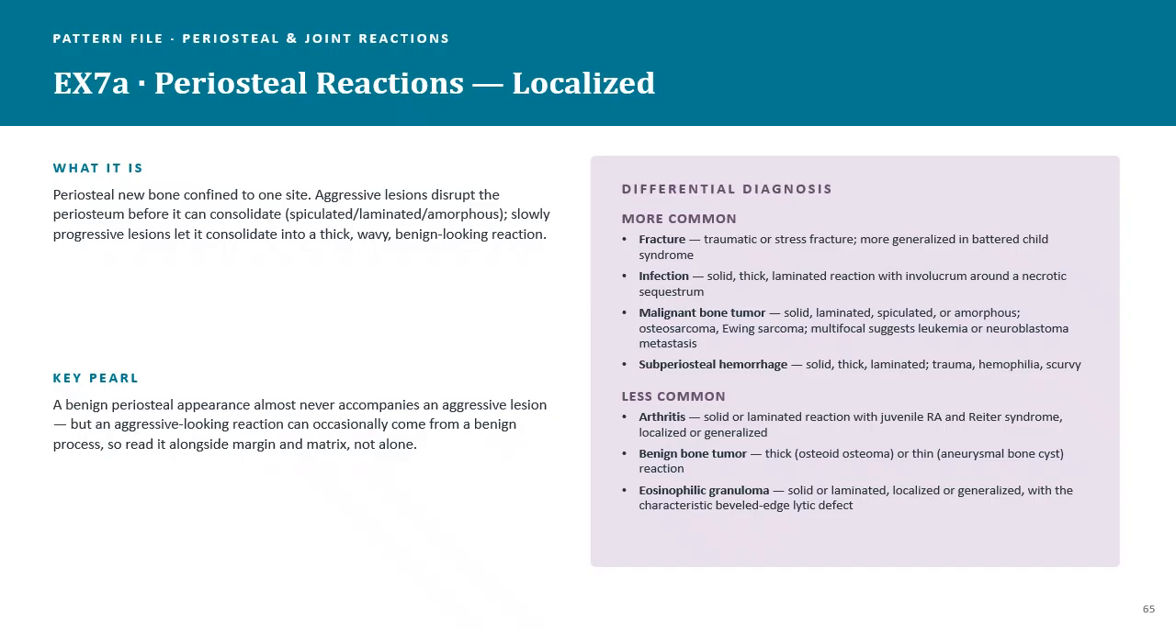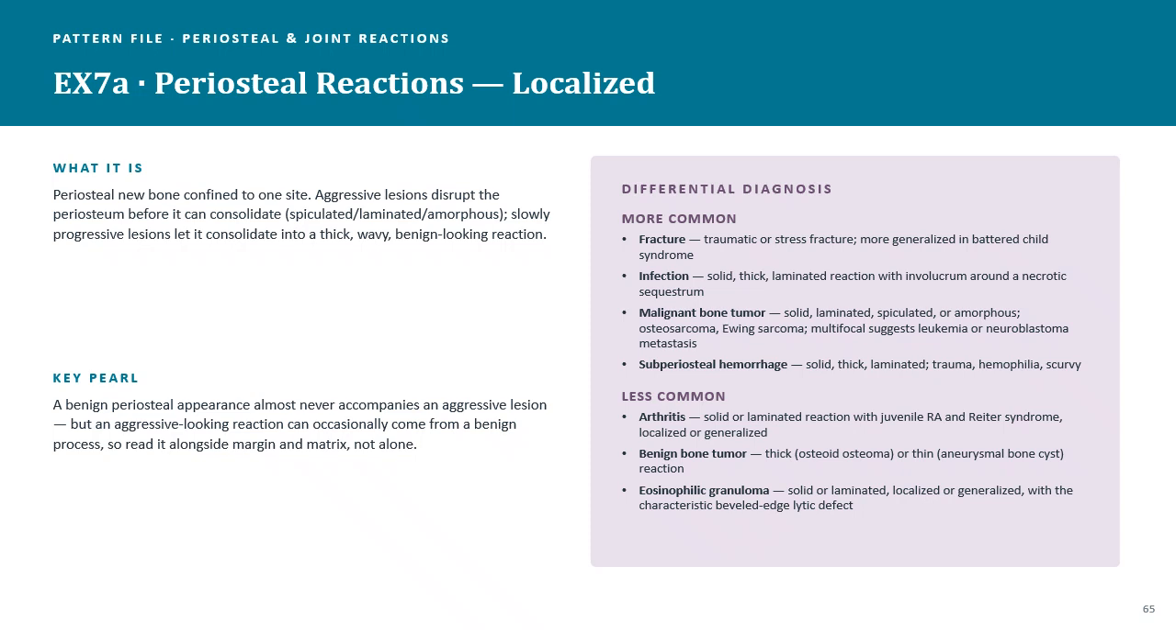So there are three words right there: spiculated, laminated, and also amorphous. If you want an idea of what spiculated means, that basically means it looks kind of spiky. The new bone is going to stick upwards in thin, sharp lines, almost like sun rays or needles, and that can suggest to the radiologist that there's some sort of aggressive process there.